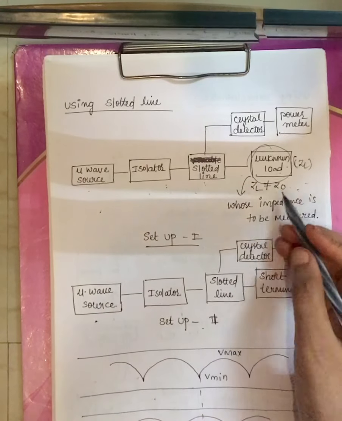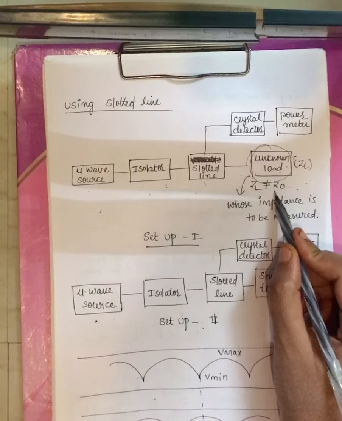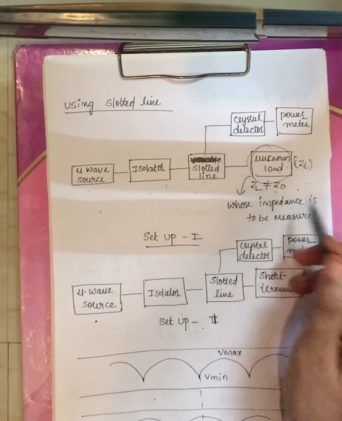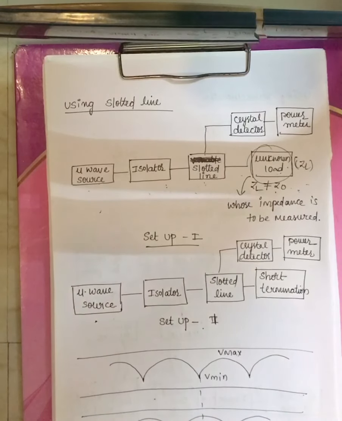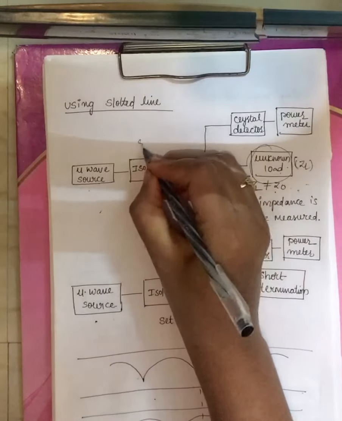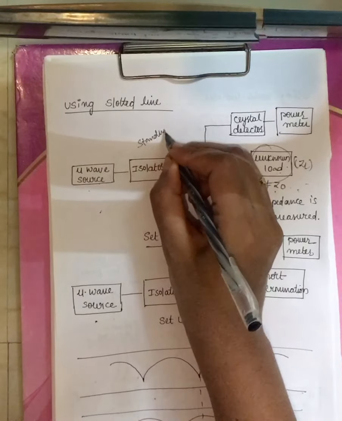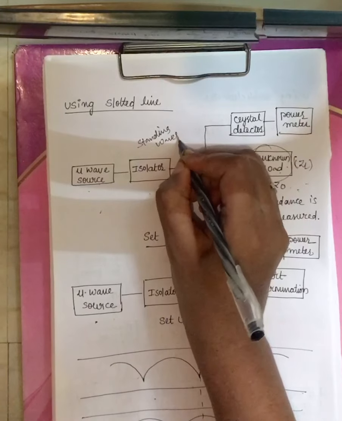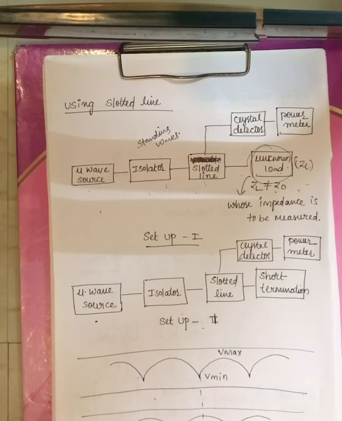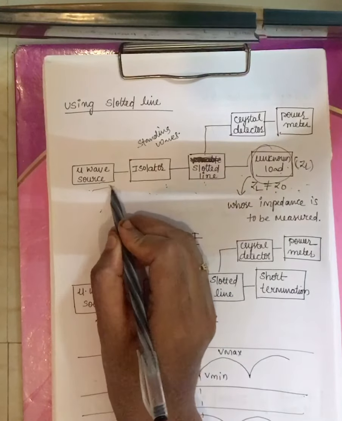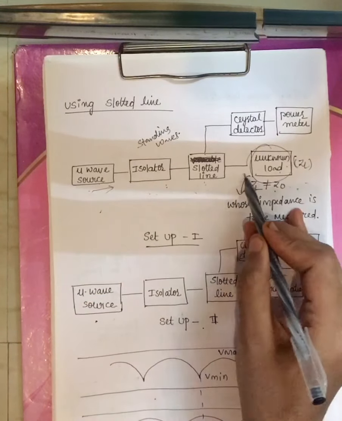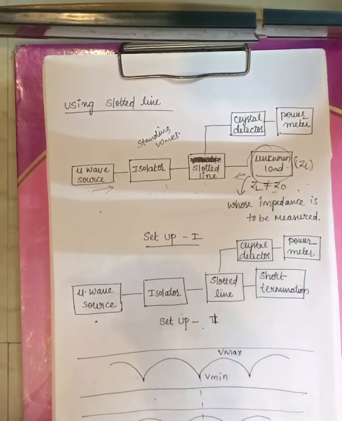Now what happens when ZL not equals to Z0? The load impedance that we want to measure is not equal to the characteristic impedance. You will get some reflected waves, and standing waves will form. The incident and reflected waves will result in this. The incident wave is nothing but your input wave, and the reflected wave you get because ZL not equals to Z0.